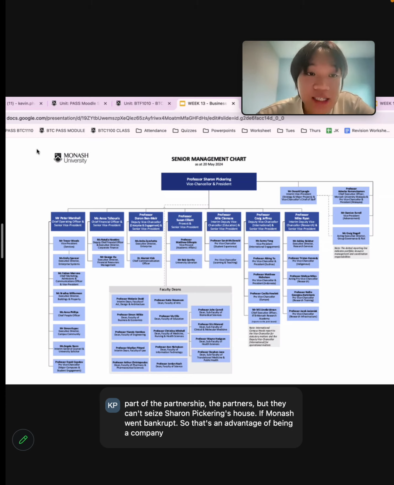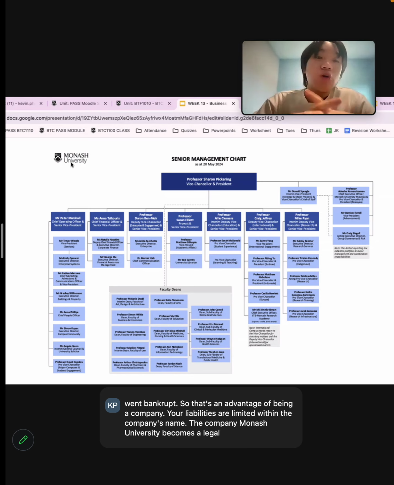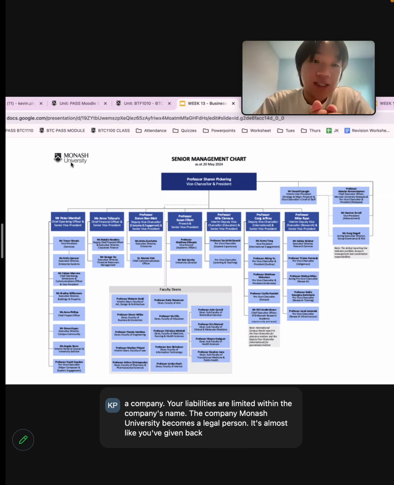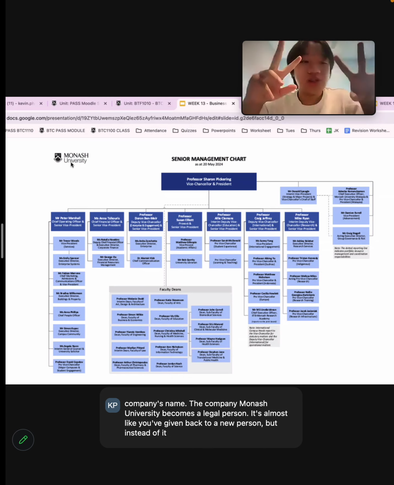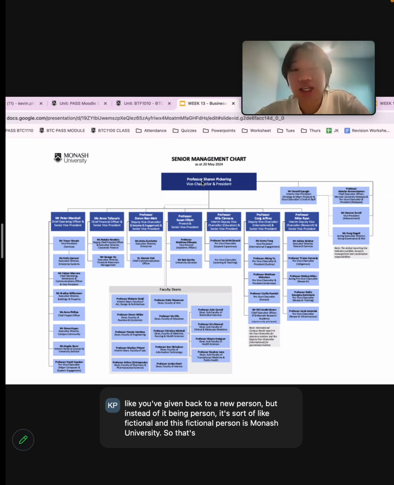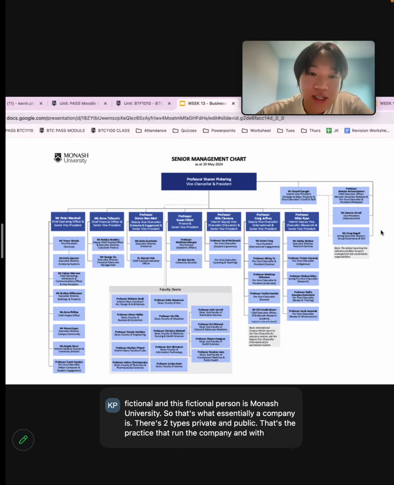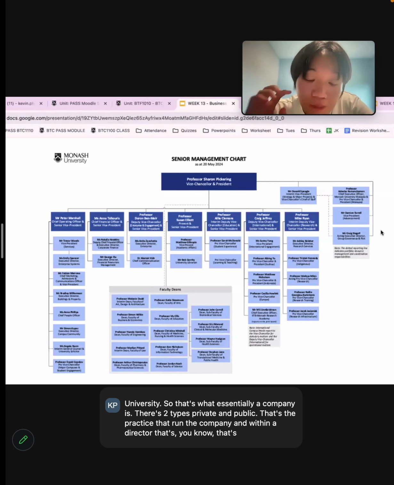Your liabilities are limited within the company's name. The company, Monash University, becomes a legal person. It's almost like you've given birth to a new person, but instead of it being a person, it's sort of fictional. And this fictional person is Monash University. So that's what essentially a company is. There's two types, private and public. There's directors that run the company, and within a director, there's officers that run it.